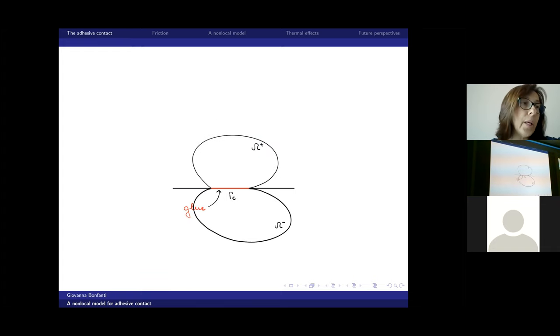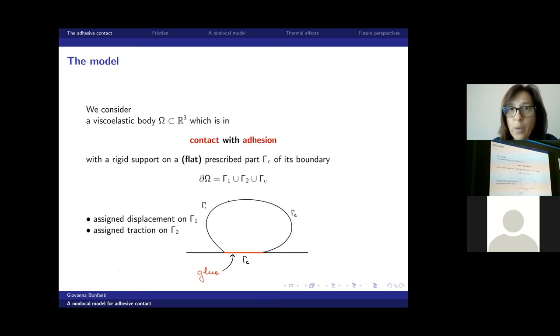Actually, a more complete description of this problem considers two bodies glued together along a common part of the boundary. But since nothing changes from the analytical point of view, from the modeling point of view, I prefer to reduce our study to the previous situation, considering a single body, in order to simplify the notation and the presentation. So we come back to the previous picture.